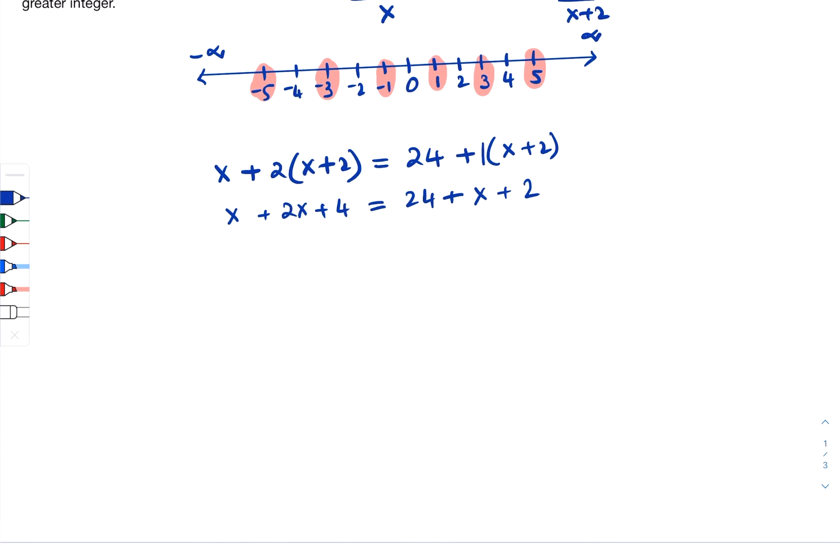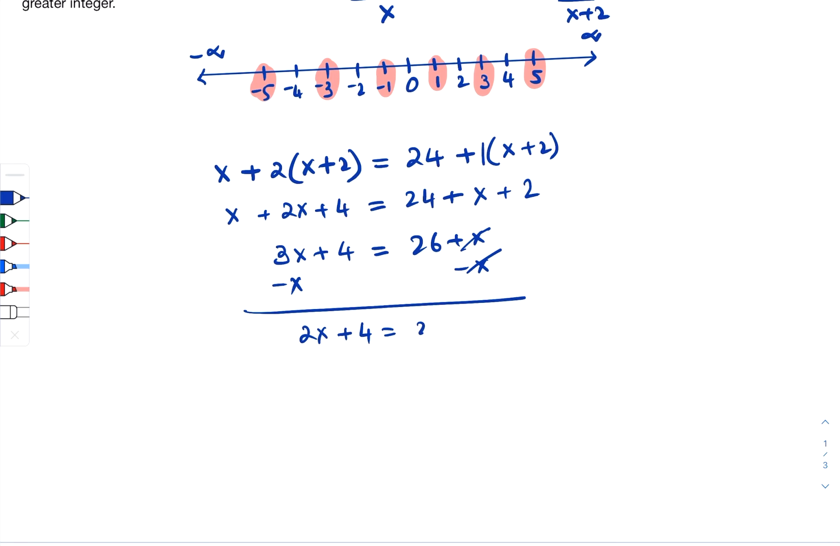Okay, let's combine the x's. So 3x plus 4 is equal to 24. Let's combine the 24 and the 2, so that's 26 plus x. Now let's bring over the x from the right-hand side to the left-hand side. So that's 2x plus 4 is equal to 26. Subtract 4 from both sides. So 2x is equal to 22. Divide both sides by 2. So x is equal to 11.